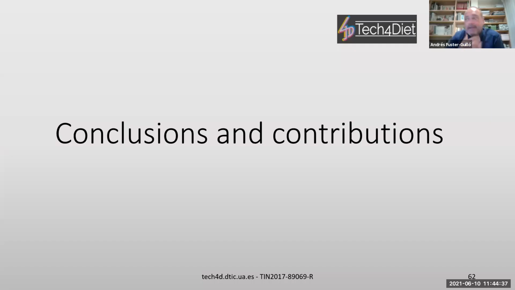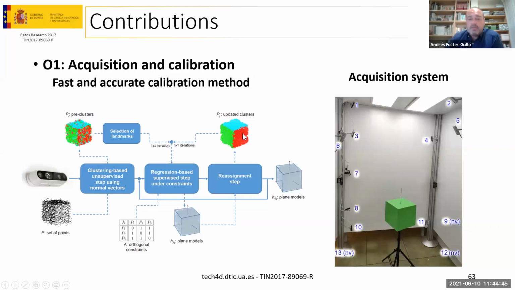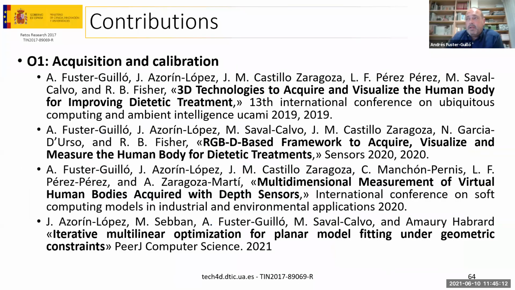Okay, this is the end of the third objective, and let's go with the conclusions and the contributions. I would only like to highlight and summarize our contribution related to objective 1, the acquisition and calibration. We have provided a fast and accurate calibration method and an acquisition system that meets the requirements of the project regarding the accuracy of the measurements and the realism of the representations. Here you can see the 4 papers published related to this objective.